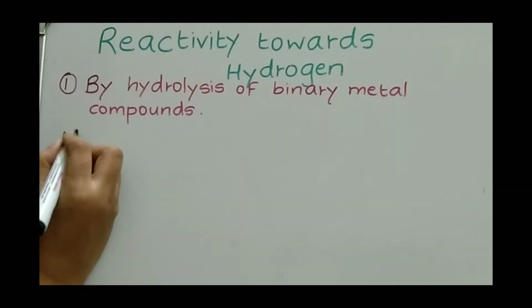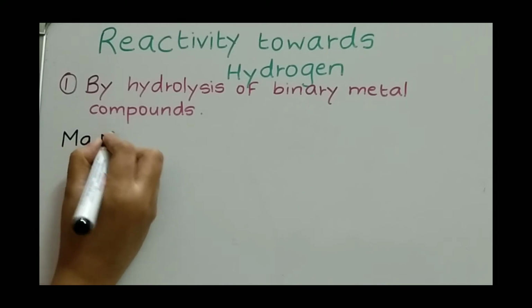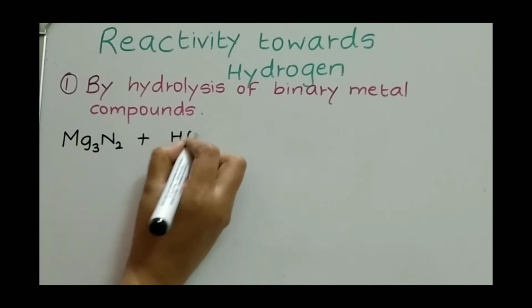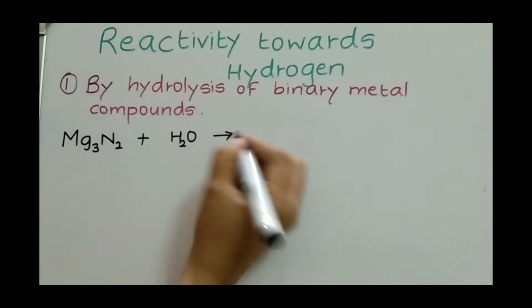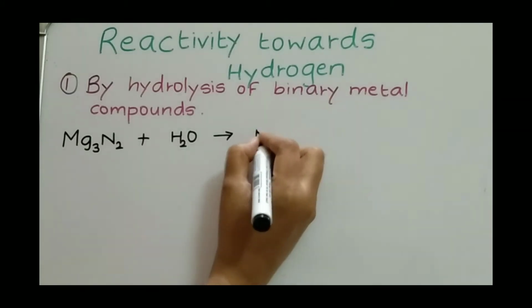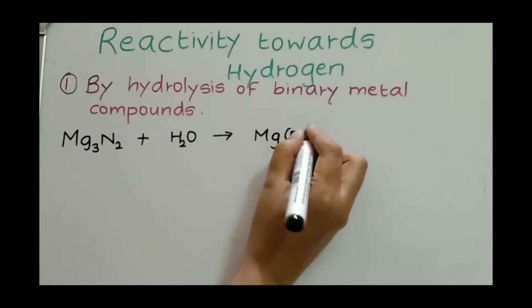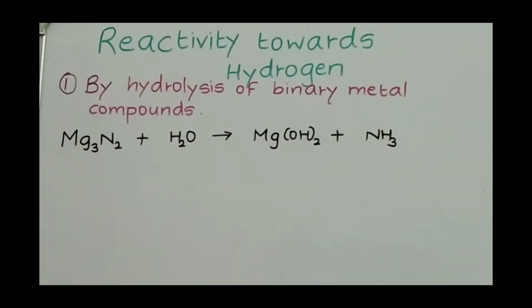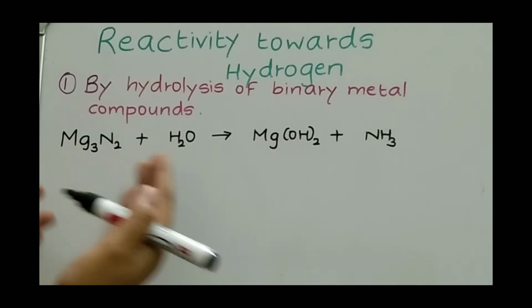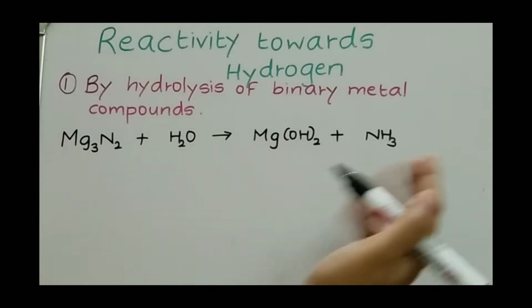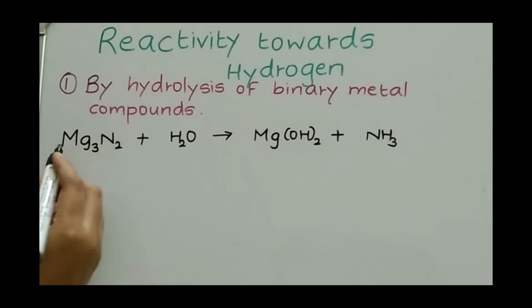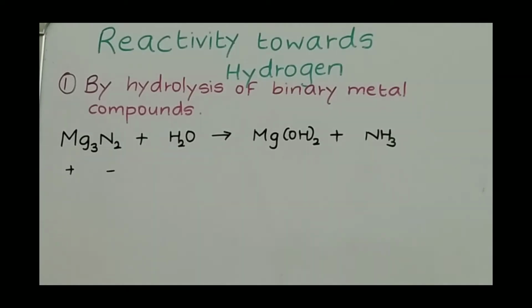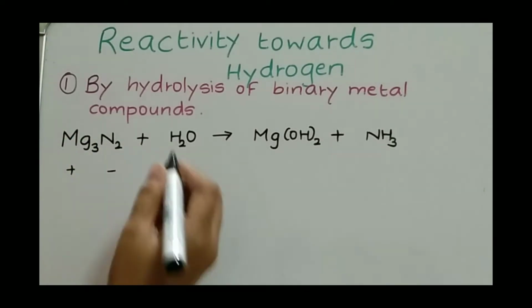So let's check the reactions. Mg3N2, magnesium nitride, reacts with water, because it is hydrolysis, and it forms magnesium hydroxide, Mg(OH)2, plus NH3. Now magnesium nitride reacts with water, it forms magnesium hydroxide and ammonia. How is it forming? Magnesium is positive, nitrogen is negative.